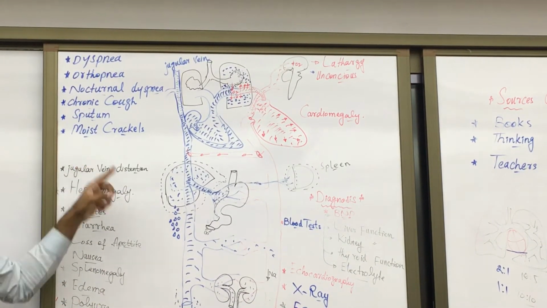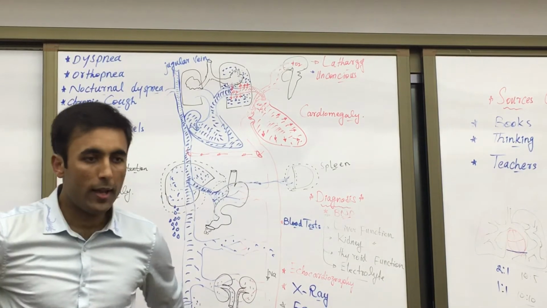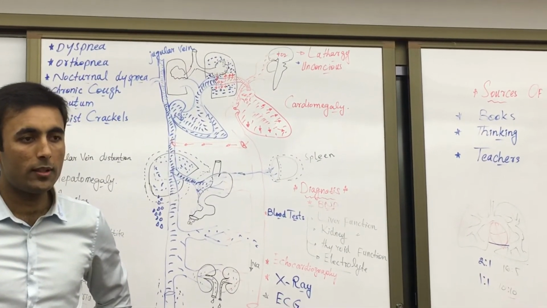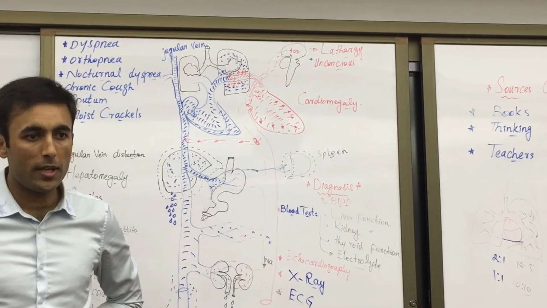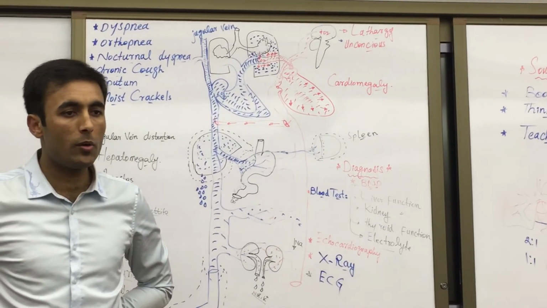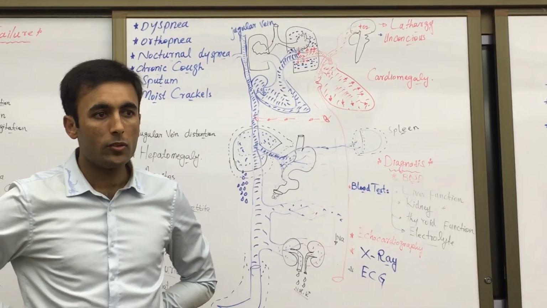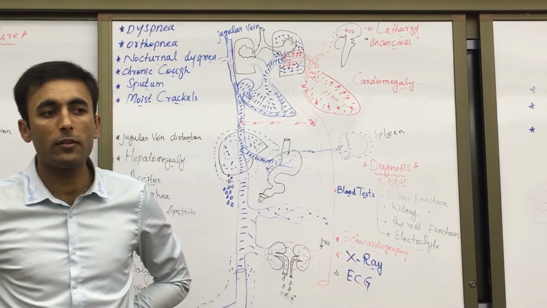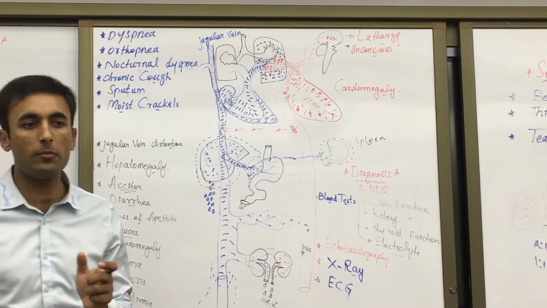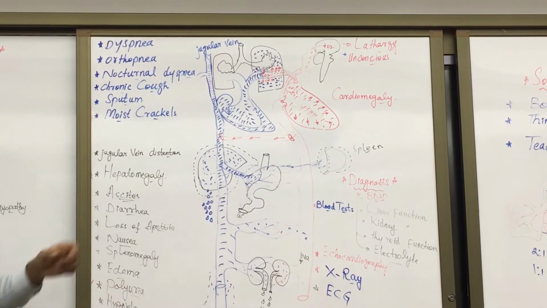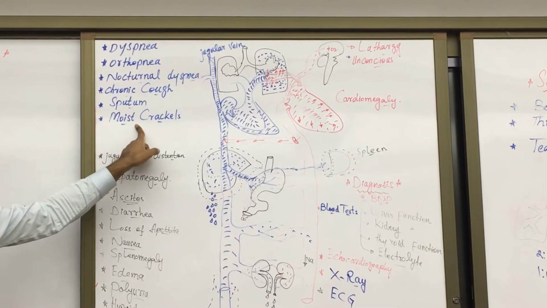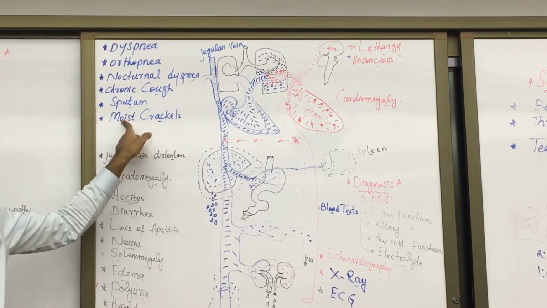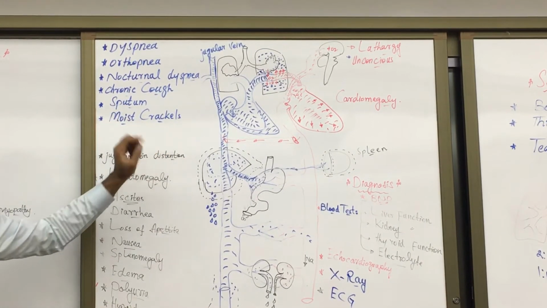Then, if you listen to the lungs of these patients, you cannot hear the lung sounds very clearly. You will hear abnormal lung sounds. These special kinds of abnormal lung sounds in heart failure patients are called moist crackles.